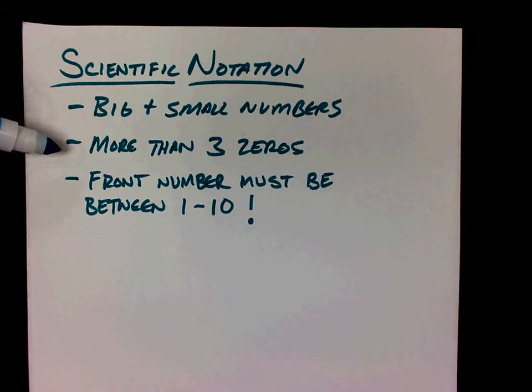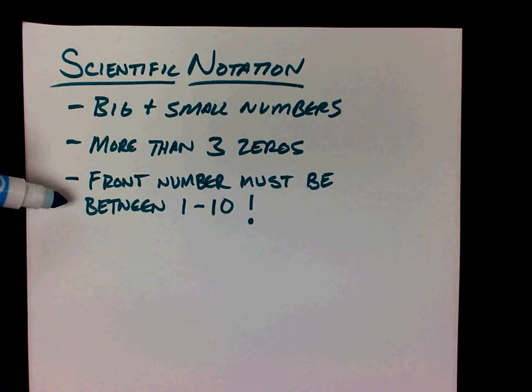The rule for our classes will be if you have more than 3 zeros, then put numbers into scientific notation. That's just kind of where it starts to make the most sense. It's totally fine to always use scientific notation, but our rule will just be if you have more than 3 zeros, then use it. And then the only other thing you have to keep in mind is that for it to be proper scientific notation form, the front number has to be between 1 and 10. And so I'll show you what that means.